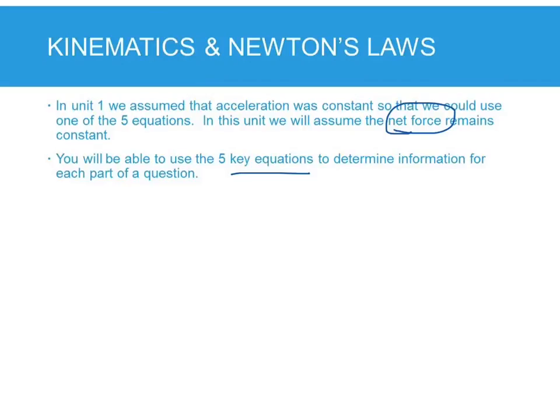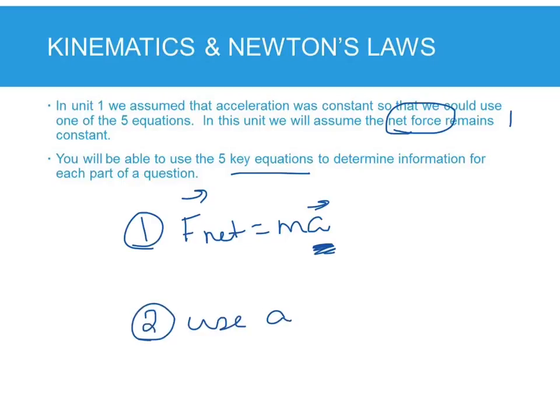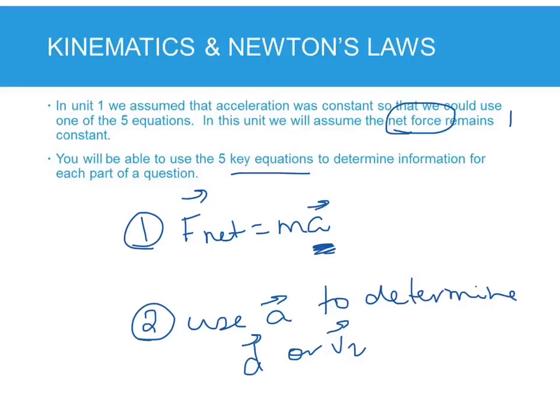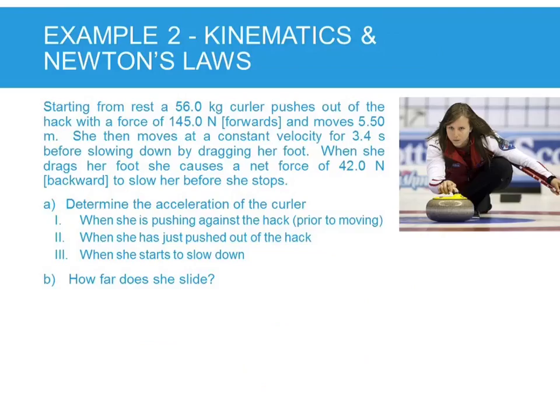So again, normally step one would be to use the F net equals ma equation, and that way we are solving for our acceleration. And then we use the acceleration in one of those 5 key equations to determine whatever it is. So again, usually in the example we're going to do, it's going to be to figure out d, or sometimes you're asked for your final velocity, something of that nature. And actually in our example we're going to calculate for displacement, and we're also going to have to calculate for v2. So here's our example, and again, it is a long one.